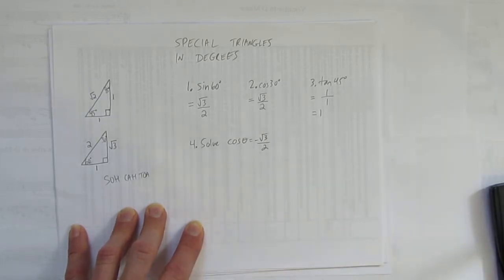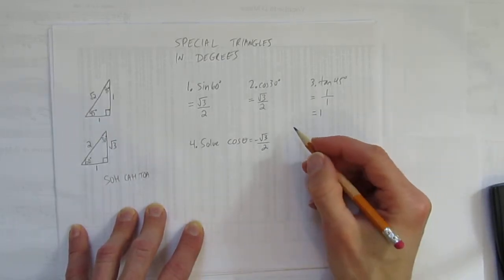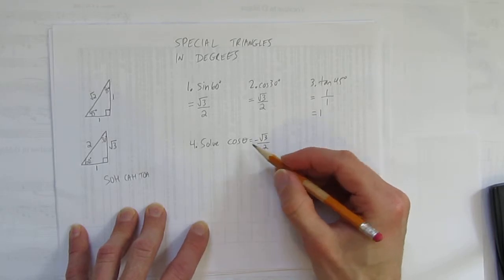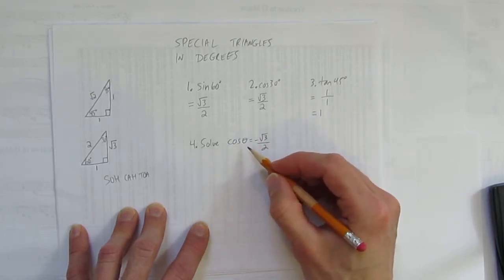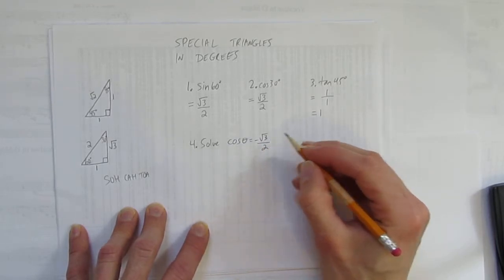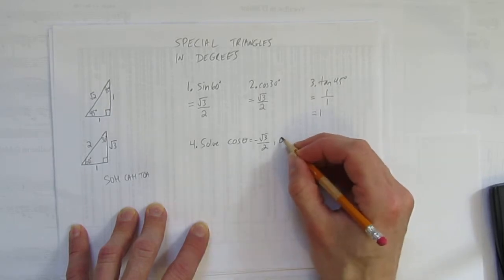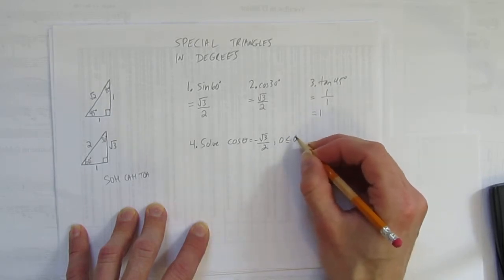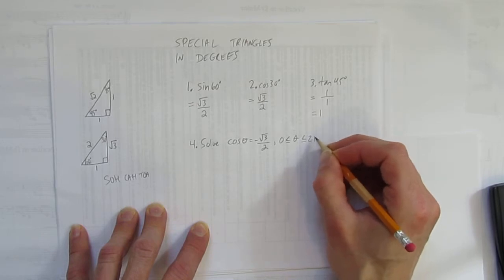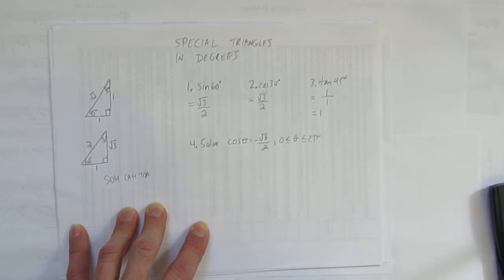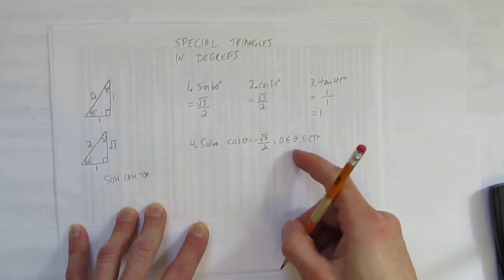Those are some basic questions, but a lot of what you're going to do with this is solve rotations. You'll be given something like this: solve for cos theta equals negative root 3 over 2. And usually you'll be told that the angle you're solving for, theta, is somewhere between 0 and 2 pi, which means there's going to be two answers.